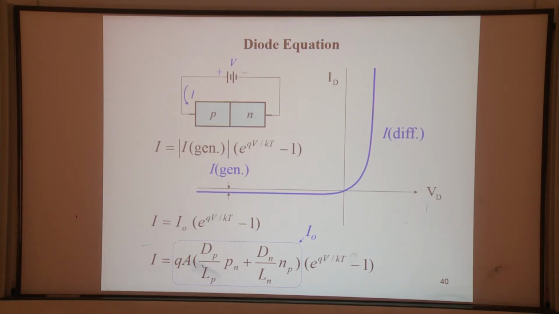And when V is negative, this term will quickly drop to 0. So it's a negative value, I naught, and it is not changing with voltage anymore, even though you increase the reverse bias. And when V is 0, when we have no bias voltage, this term will be 1, and 1 minus 1 is 0. So current is 0. So this equation can explain forward bias, reverse bias, as well as no bias.